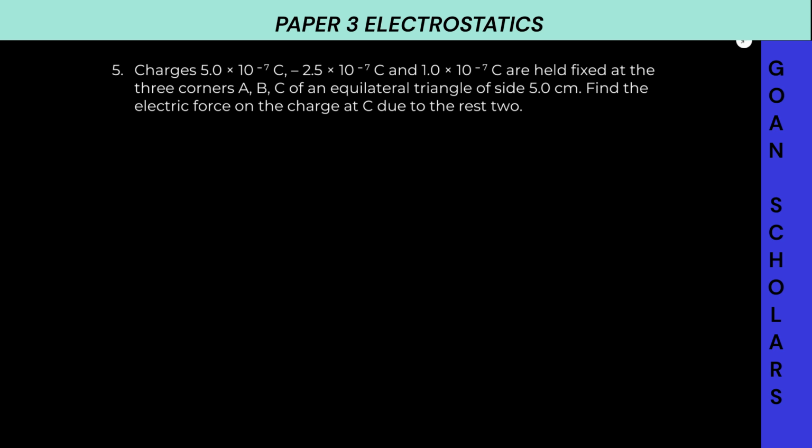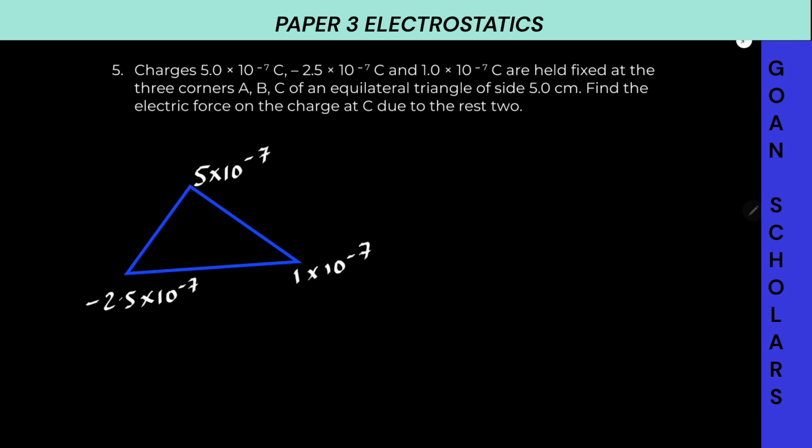Okay, so question 5 says 5 into 10 to the power minus 7, minus 2.5 into 10 to the power minus 7 and 1 into 10 to the power minus 7 are held fixed at the 3 corners of an equilateral triangle. So let's draw a triangle here first. Okay, so this is our triangle. In this equilateral triangle, let's assume one charge here is 5 into 10 to the power minus 7. Another charge is minus 2.5 into 10 to the power minus 7, and here 1 into 10 to the power minus 7. And what's the equilateral triangle side? Side 5 centimeters. So this is 5 centimeters. Find the electric force on the charge at C.